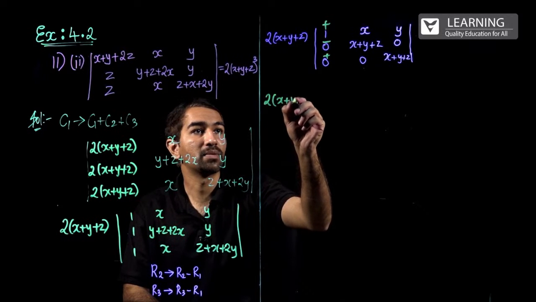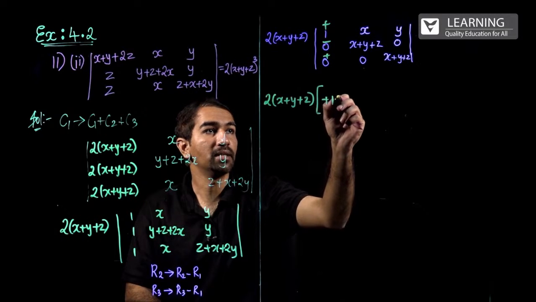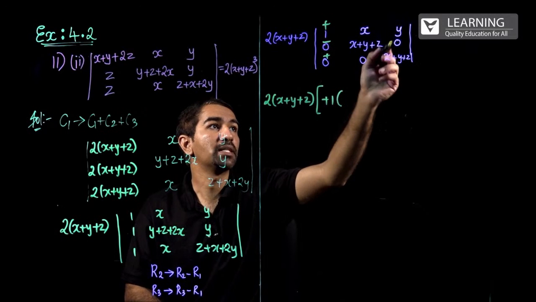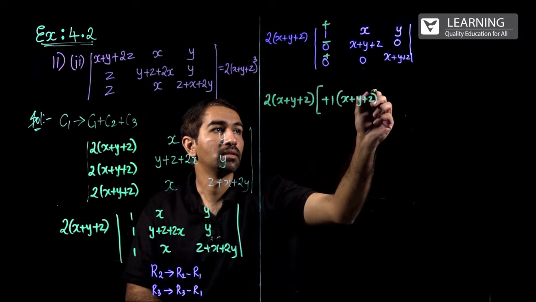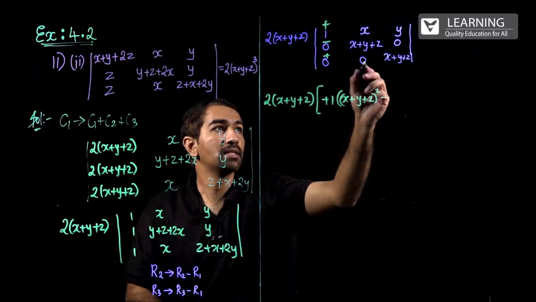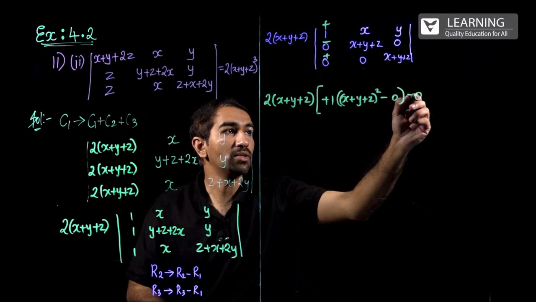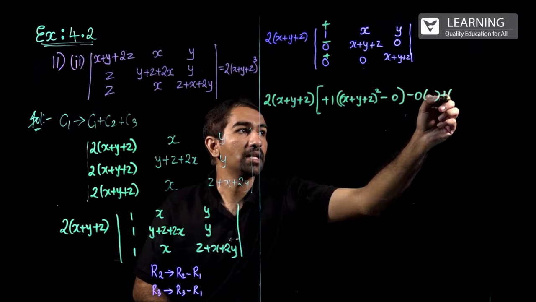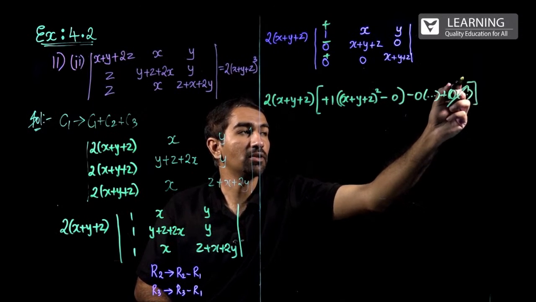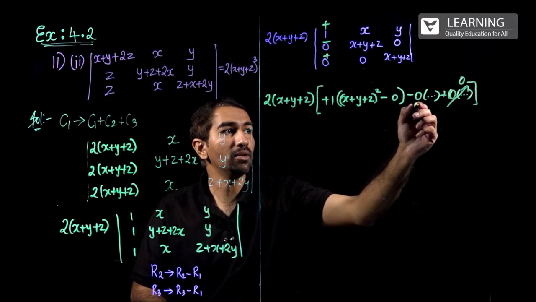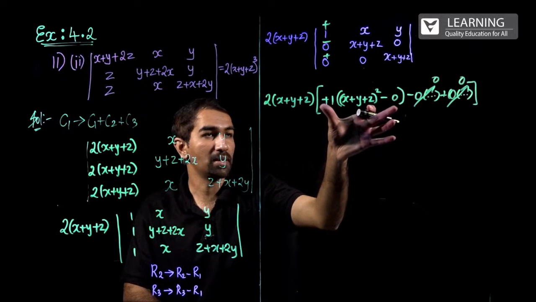2 of (x plus y plus z), open the bracket, plus 1 into (x plus y plus z) the whole square, minus 0. That's all, right? So minus 0 into something, plus 0 into something, close the bracket. So this will give us 0 because anything multiplied with 0 is 0. This will also give us 0 because anything multiplied by 0 is 0. Only this thing is remaining now.